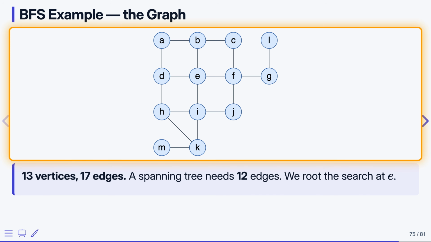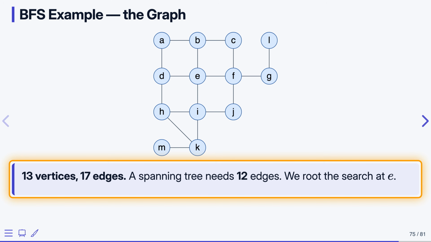This is the graph for our breadth first search. Read it first. Count the dots. There are 13, labeled A through M. Count the edges. There are 17. A tree on 13 dots needs exactly 12 edges, so the search will keep 12 of these 17. We root the search at E, which sits near the middle and has 4 neighbors. Watch how the tree grows outward from E in rings, one whole ring at a time.